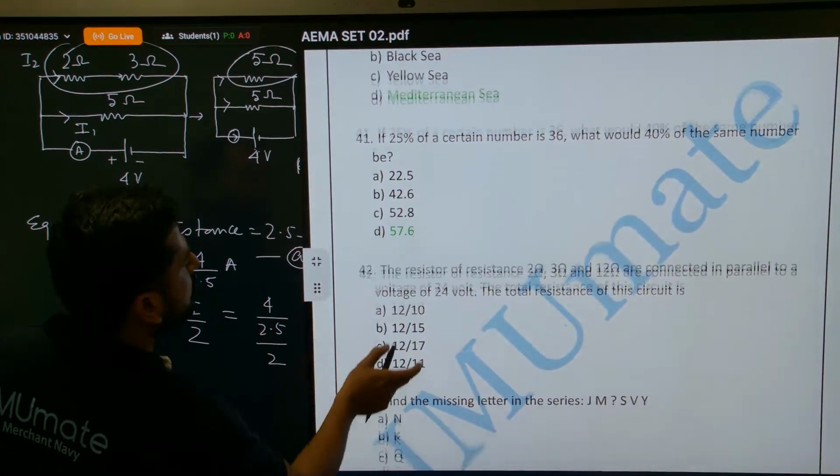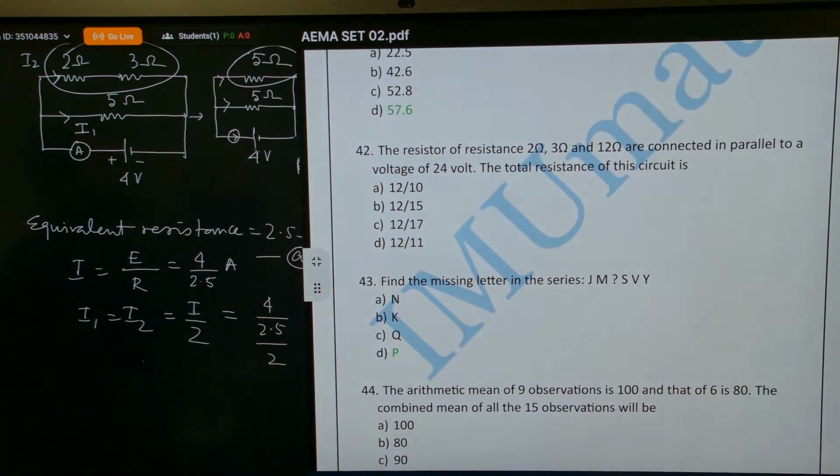Now look at the question first. Resistors of 2 ohm, 3 ohm, and 12 ohm are connected in parallel to a voltage of 24 volt. Total resistance of the circuit would be? Now try to solve.